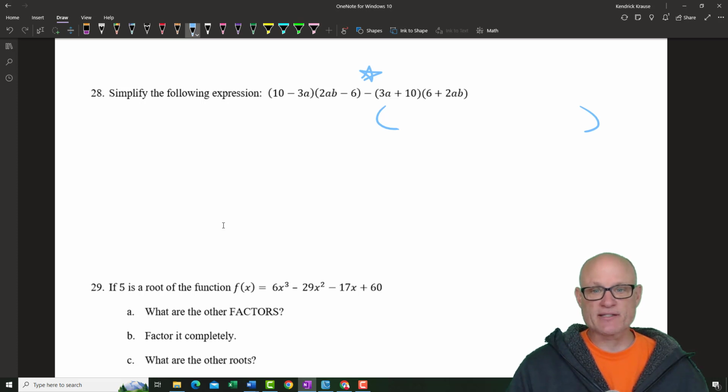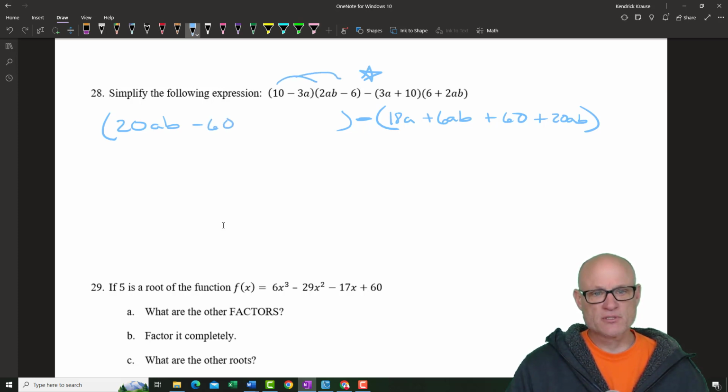So it's 3a times 6 is 18a. 3a times 2ab is plus 6ab. 10 times 6 is 60. 10 times 2ab is plus 20ab. With a bad minus in the front. This is 20ab, minus 60, minus 6a squared b plus 18a.